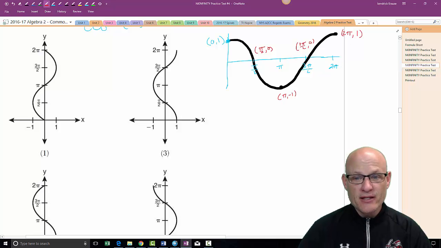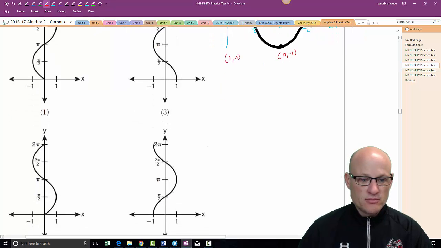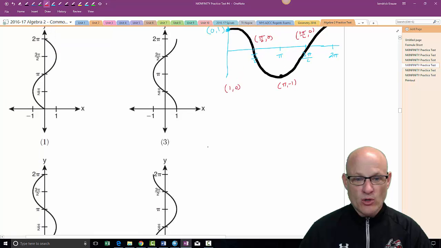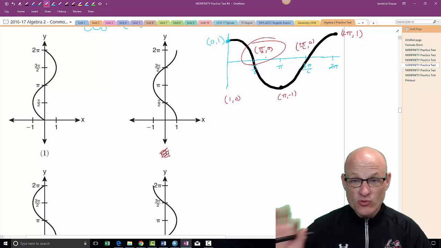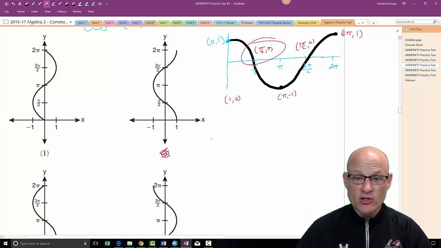Now, why am I doing that? Well, because the inverse is just these things backwards. So instead of 0, 1, I need to find one that goes through 1, 0. There's only one of these that goes through 1, 0. It's choice 3. Only one of them. Remember, inverses are just taking these things and switching x and y. Does it also go through 0, comma pi over 2? Oh, look, 0, comma pi over 2.